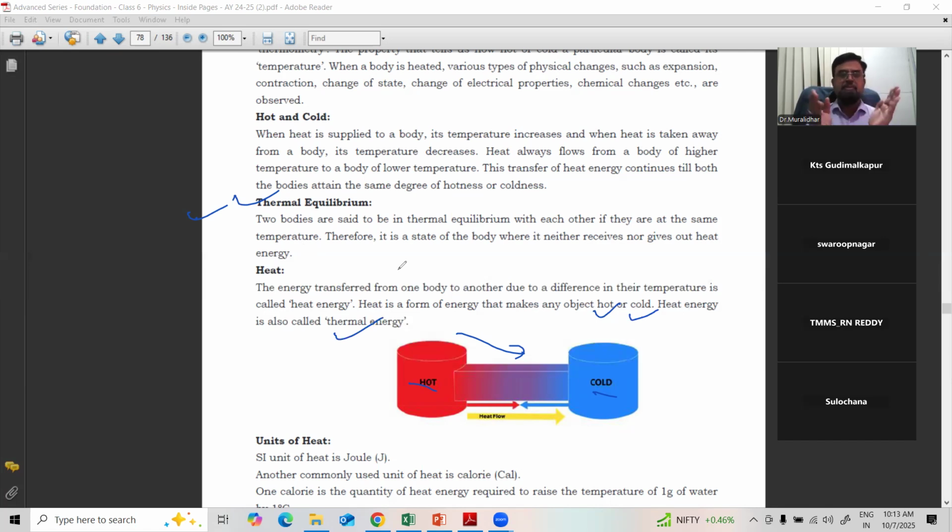So it's a clear picture about the heat. Heat is a form of energy that makes any object either hot or cold. If you give the heat, it becomes hot. If you remove the heat, it becomes cold. And this energy always transfers from higher temperature, that is hot body, to cold body until both attain the same temperature, and that state is called thermal equilibrium. What is it called? Thermal equilibrium state. Okay.